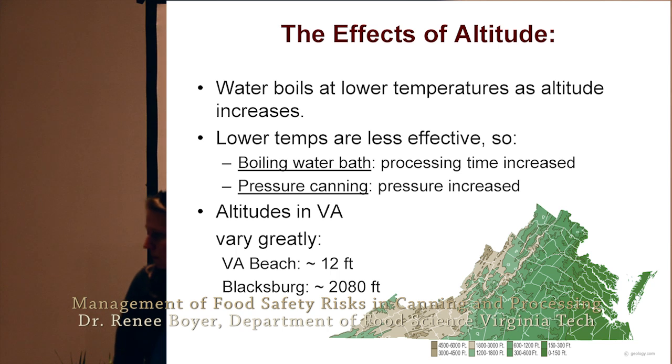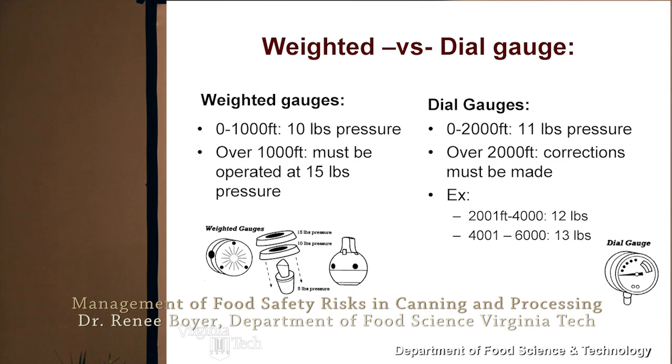So how much did you say the altitude in Blacksburg affects the temperature and time? By 2 degrees. The time, you mean the pressure and time? You have to increase by 1 PSI in Blacksburg, and I'm not sure what the boiling water bath process is. It might be an increase of a couple minutes. Yeah, there is. It tells you how to do it. Like I said, I was processed there, so it's just in my mind.